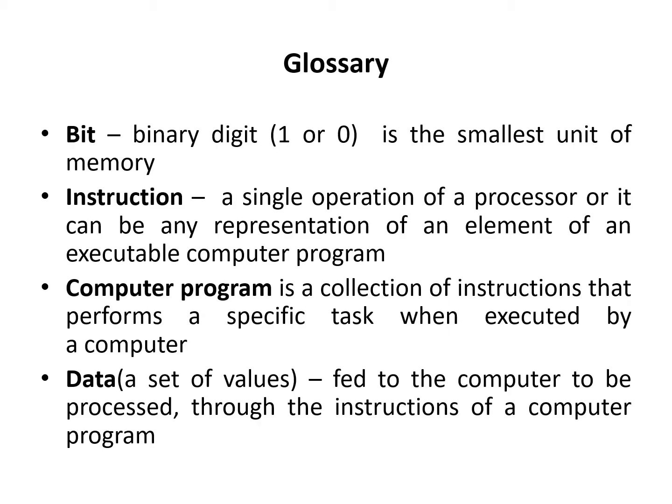We need to know some important terms like bit, which is the smallest unit of memory. That is, in a computer, everything will be stored in zeros or ones. Next is the computer program, which is a collection of instructions that perform a specific task when executed by a computer. Then what is an instruction?